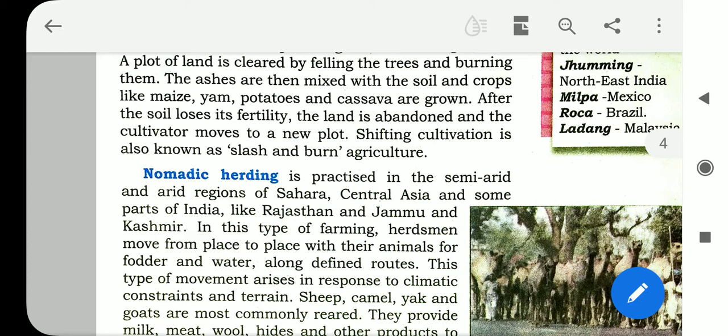In this type of farming, herdsmen move from one place to another along with their animals for fodder and water. So they are searching for food and also water. Water is the most essential part of our life, for plants, animals, and human beings. They move along defined routes, and this type of movement arises in response to climatic constraints. That means they select the parts where the climatic condition is suitable and go there along with their animals.